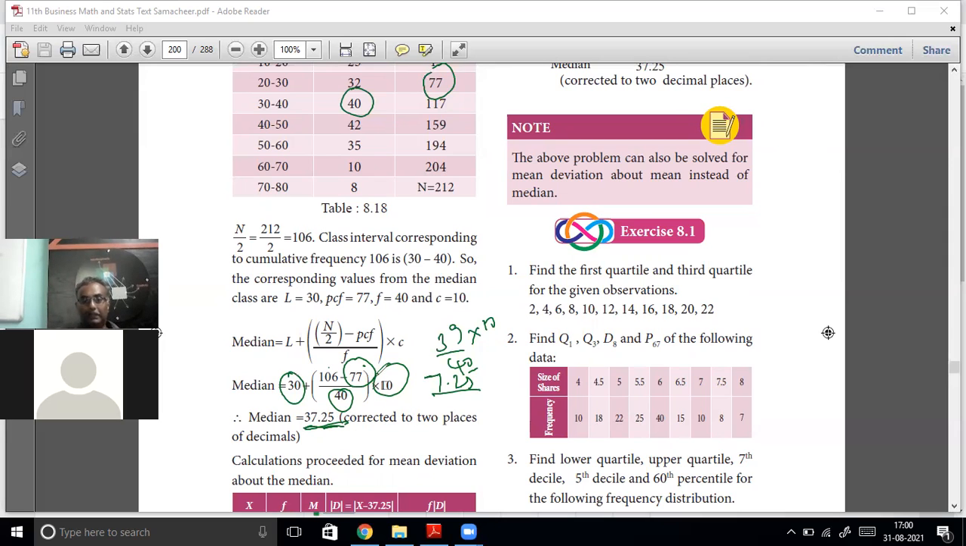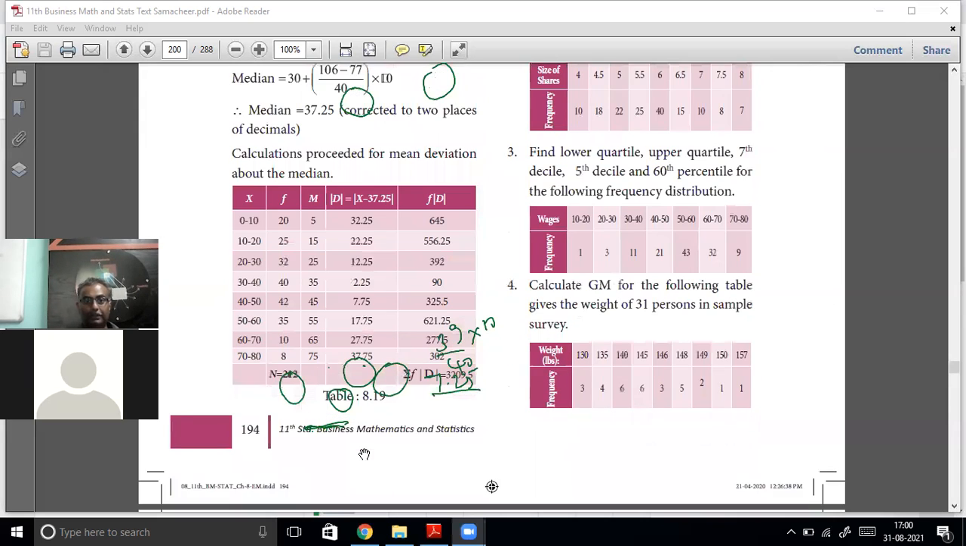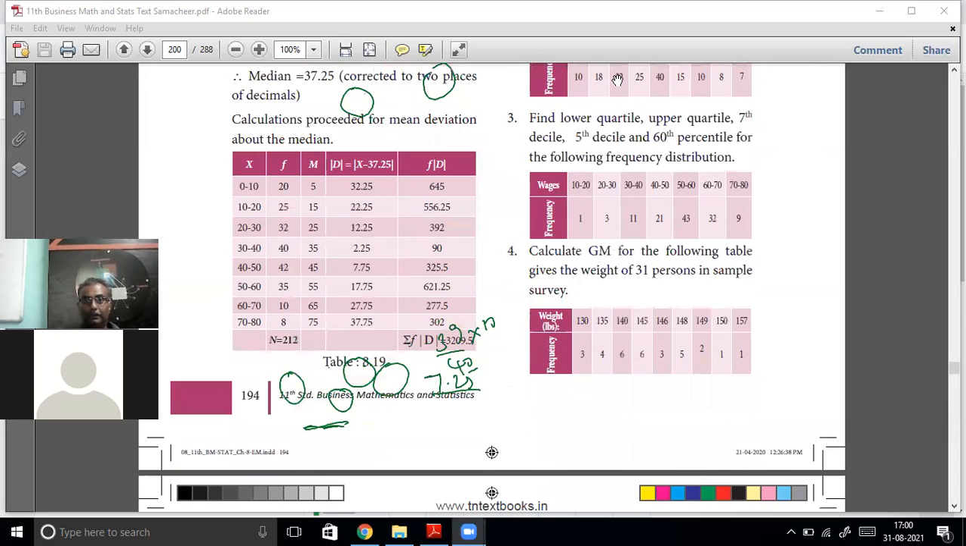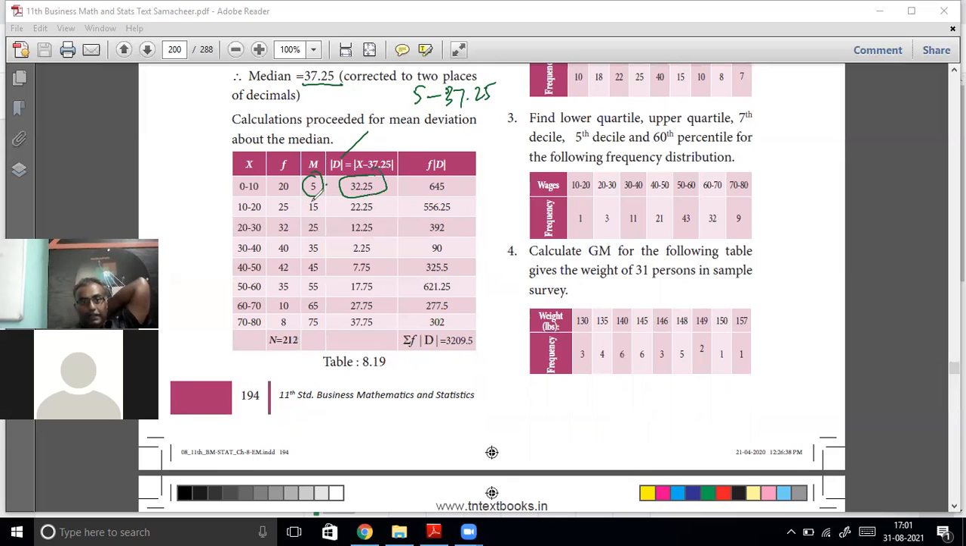Okay. Now you have calculated the median. You have to go and find the deviation now. So add the deviation column. All the time the median is 37.25. X is the midpoint, so calculate the midpoint. So 5 minus 37.25 is equal to 32.25, correct? Okay. Then 15 minus 37.25.